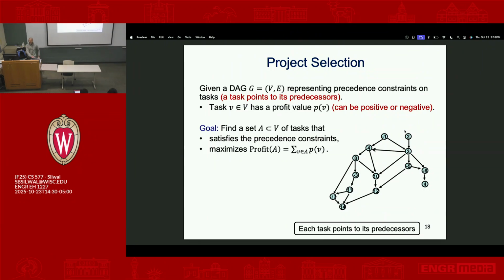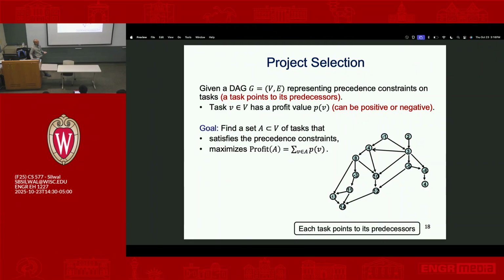Every node represents a job or a task, and the number on the node represents how much money I make if I do this task. Okay? So some jobs actually cost you money. Like let's say this is to carry a bunch of heavy stuff, so it has a toll on your body. So it's like -1.